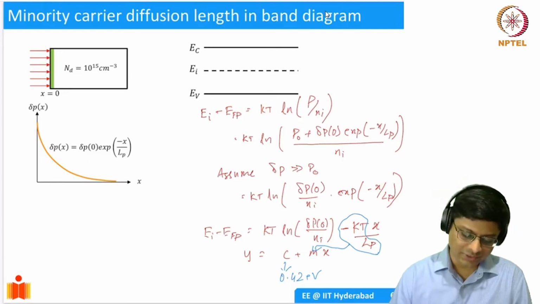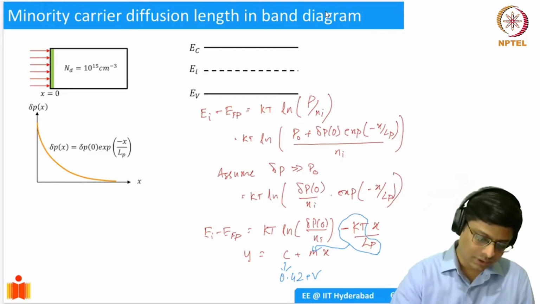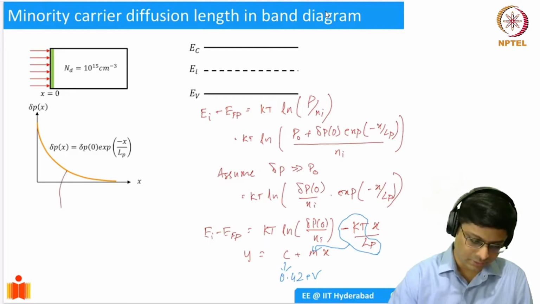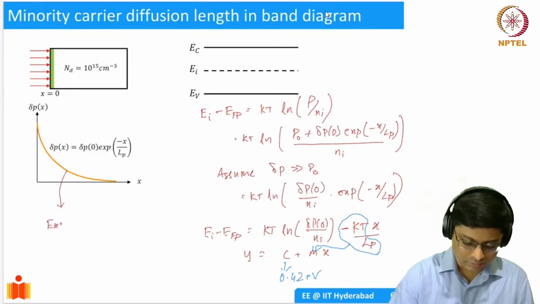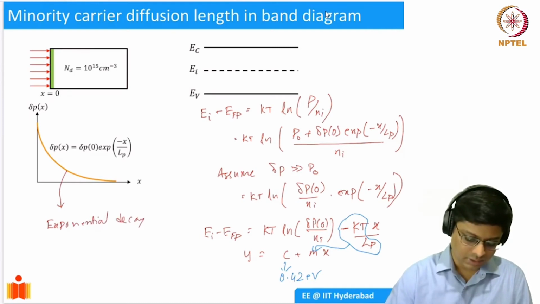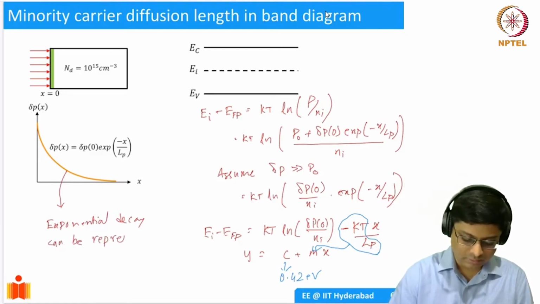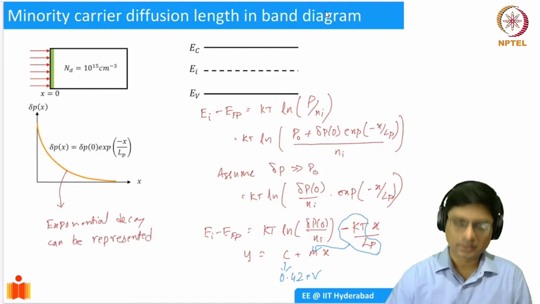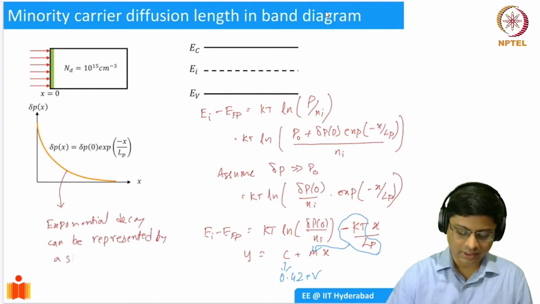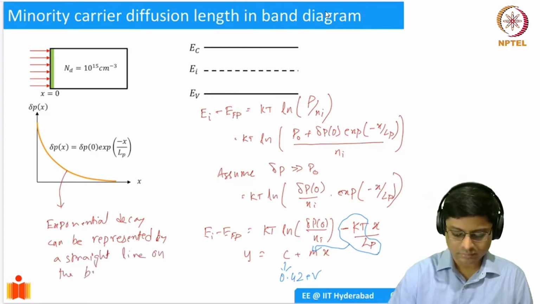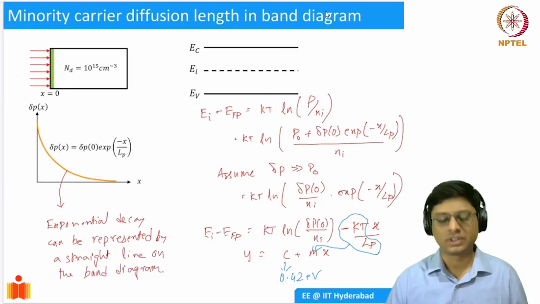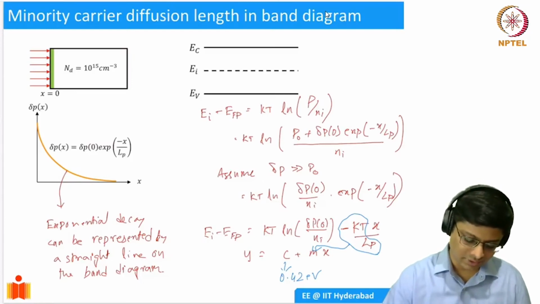So what we are now saying is this exponential decay right here can be represented by a straight line on the band diagram. All right. So this is the conclusion of the analysis here.